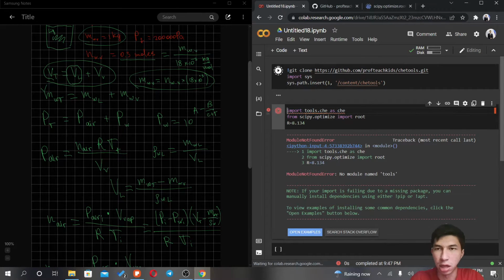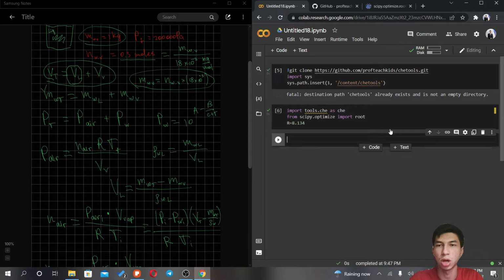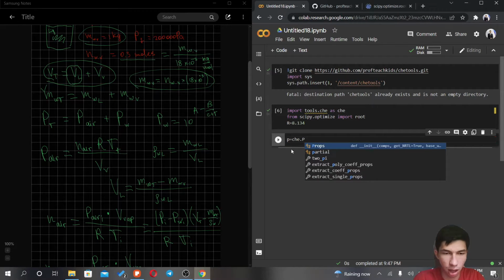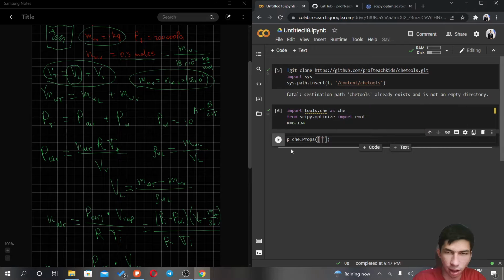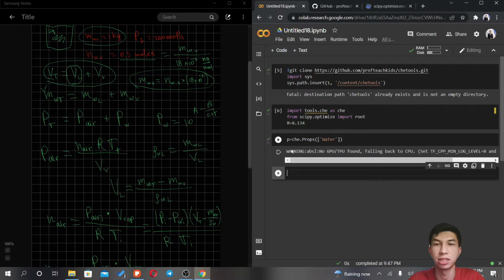So we are missing S here, so that's why we're having an error message. So we run it. Then the CHE tools would determine many properties for a specific substance. We would only need the properties for the water for this question. So it would be props, and inside of the brackets we would have the value water. So we would get all the properties for the water.